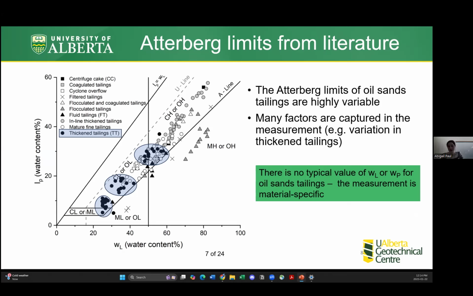So for example, taking the thickened tailings, which is highlighted in those blue circles, we see that there's different groupings of Atterberg limits that have been measured. And those could represent things like differences in clay content, differences in bitumen content, different tailing streams. So overall, the main point here is that it isn't accurate necessarily to define an average or a typical value of Atterberg limits for tailings in general or a specific tailing stream, because the liquid limit and plastic limit capture so many different factors in that measurement.